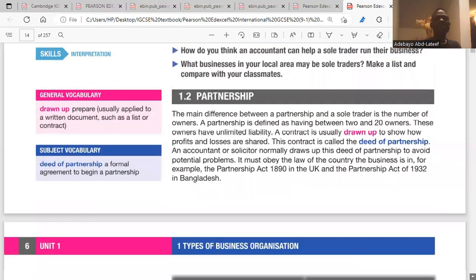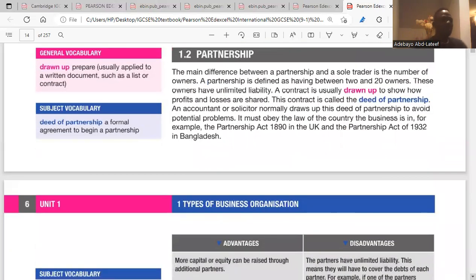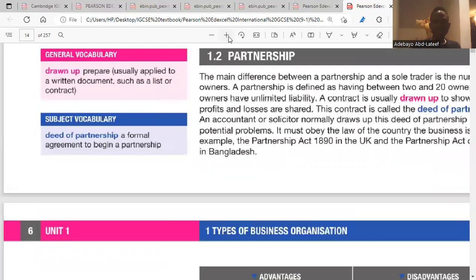Now for the second one, let's go to partnership. So the second form of business is partnership. That means you are moving from one-man business to 2 or 20. So here, please read for me. The main difference between a partnership and a sole trader is the number of owners. A partnership is defined as having between 2 and 20 owners.